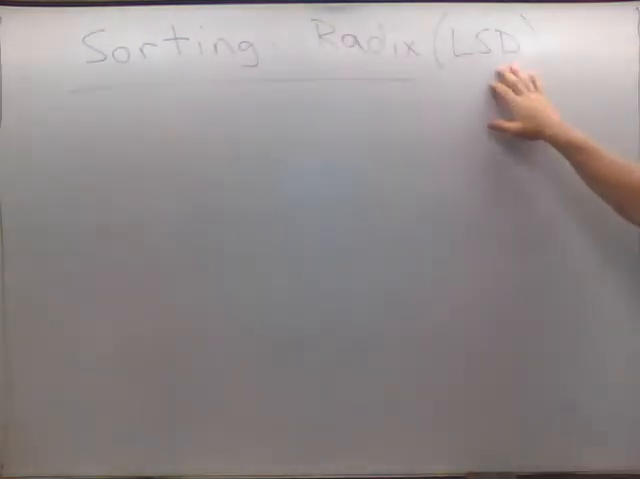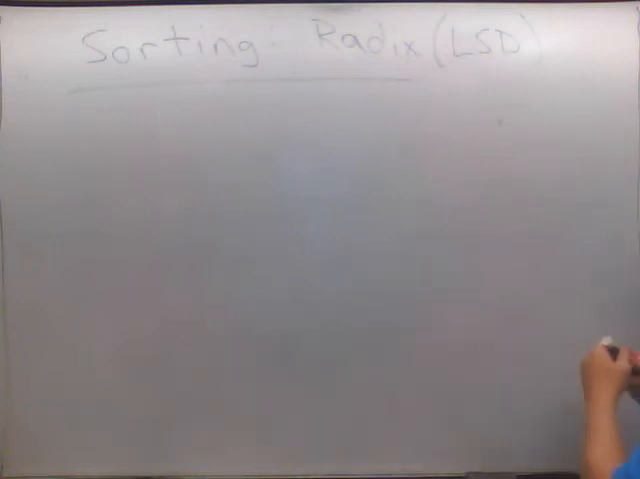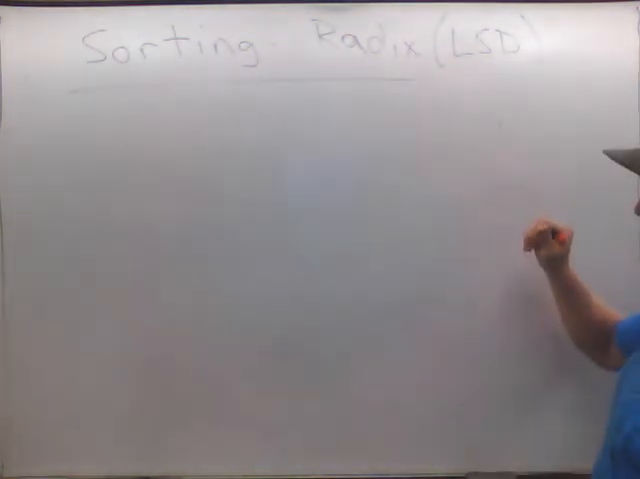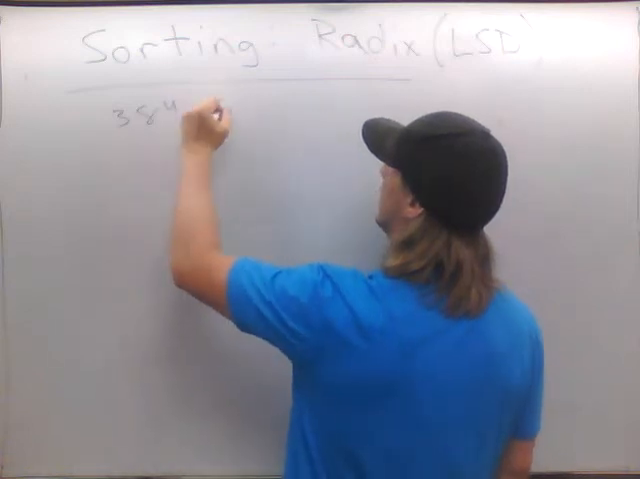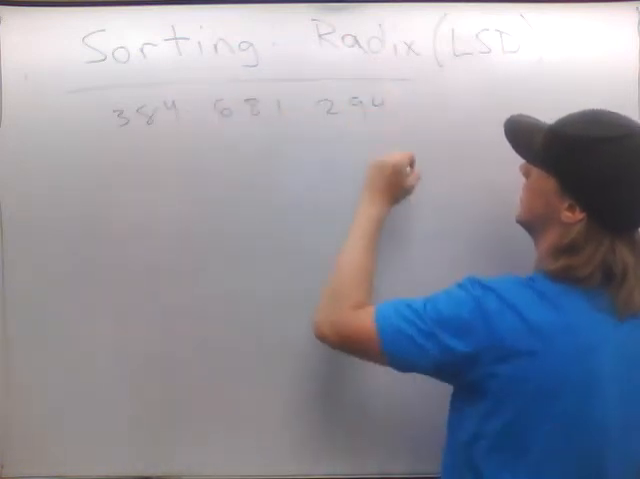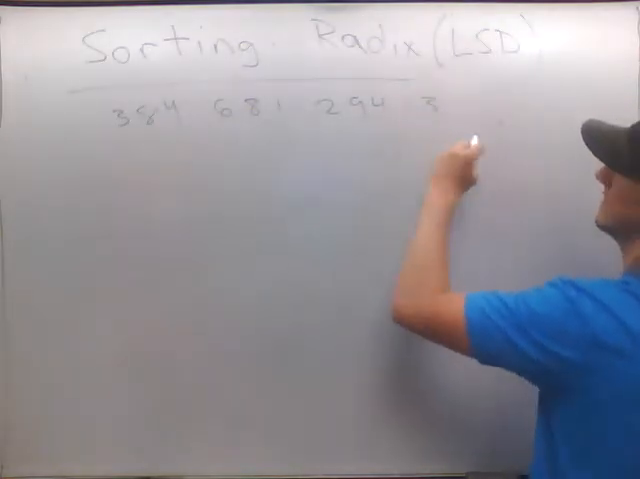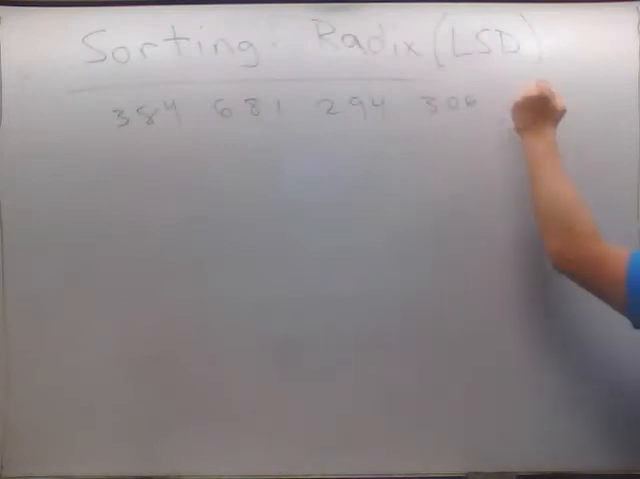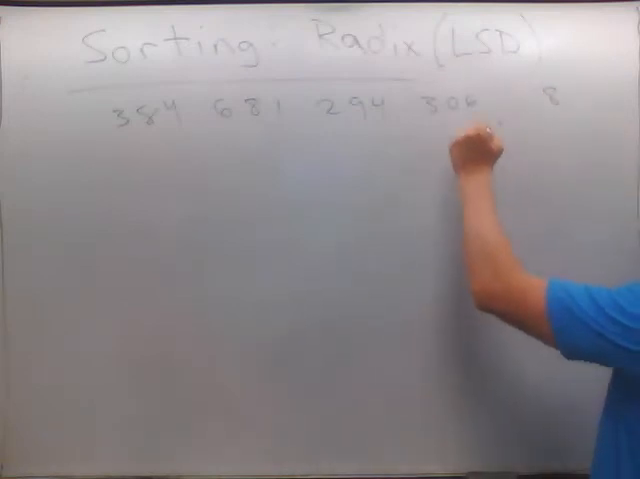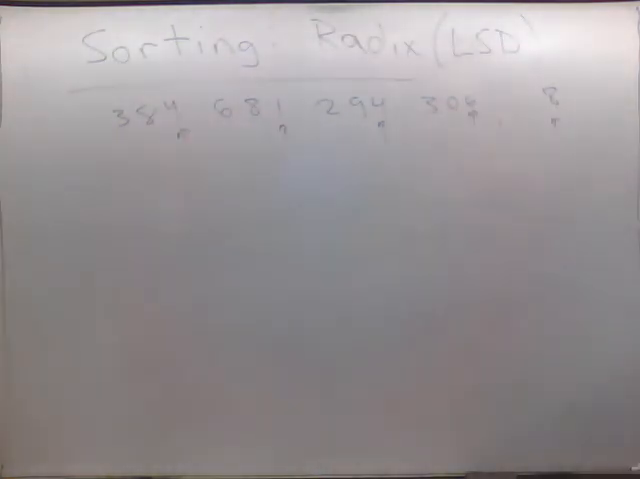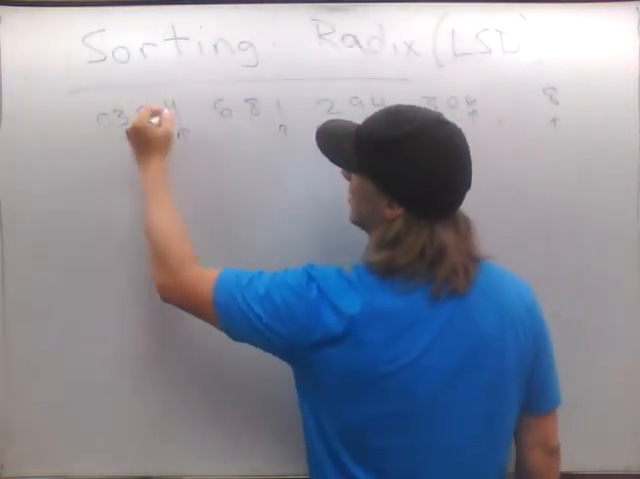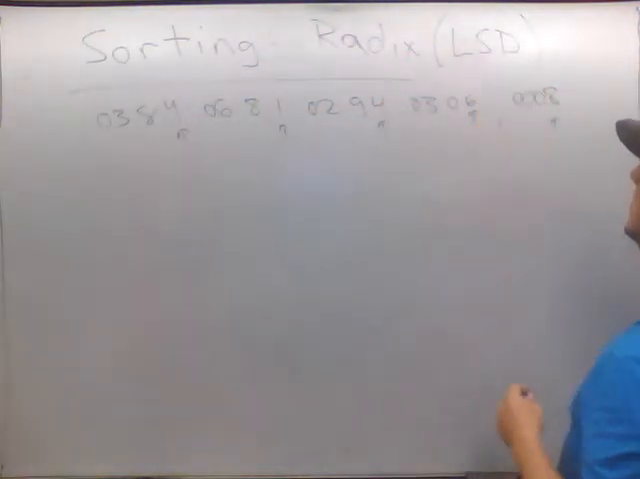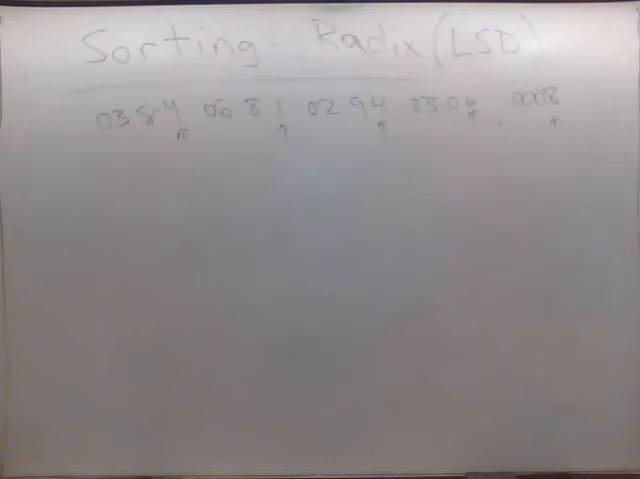How Radix sort works is that there's LSD, which stands for least significant digit, and MSD, which stands for most significant digit. We'll also cover that. But for least significant digit, what we're going to do is start with the rightmost digit of the numbers. So let's come up with some numbers: 3, 84, 681, 294, 306, and 8. For Radix sort to work, we're going to compare each digit, the least significant digit for each number, and then compare the next significant and the next significant until all of them are equal to 0. You can see once we get to the 4th digit, those are all zeros, so it'll be sorted at that point.